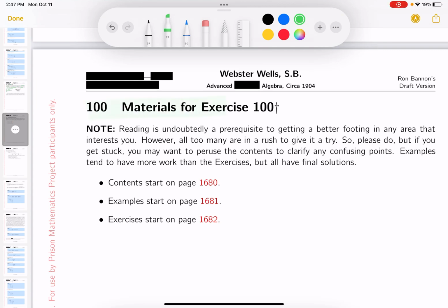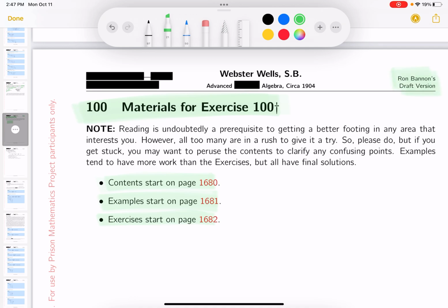All right, we're at 100. This is definitely a milestone here. And what are we doing over here? We're going to talk about the contents. Right, you need to read that stuff. You need to understand the examples, and then you get busy on the exercises to reinforce what you learned in the content and the examples.